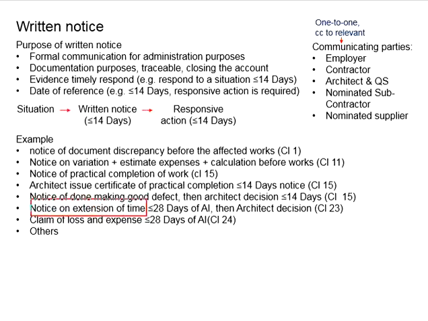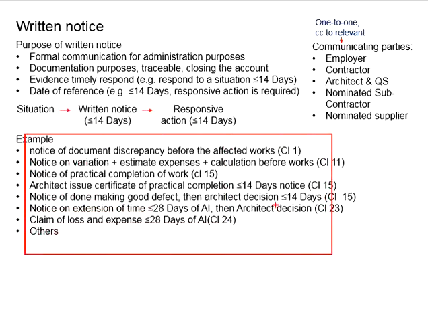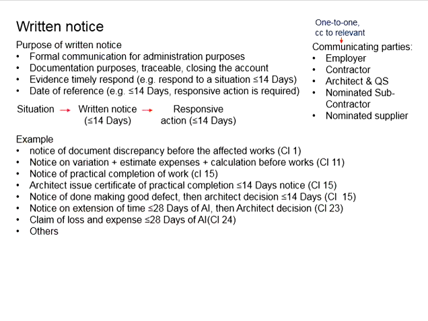Now, you have submitted the notice to apply for the extension of time. The architect will have to come up with a decision. Without this, there is no decision from the architect, which means it is deemed that no extension of time is required. Another example is the claim for loss and expenses. This also has to be done within 28 days of the architect's instructions, to show your intention to claim before you proceed with the work. There are many more situations where you require the written notice. These are just some of those.